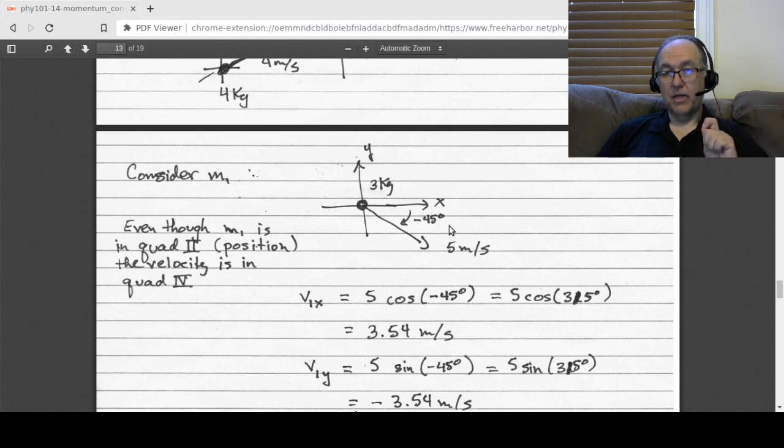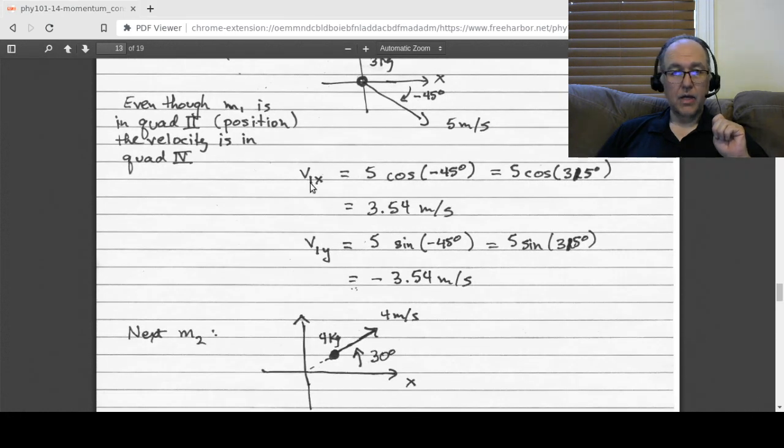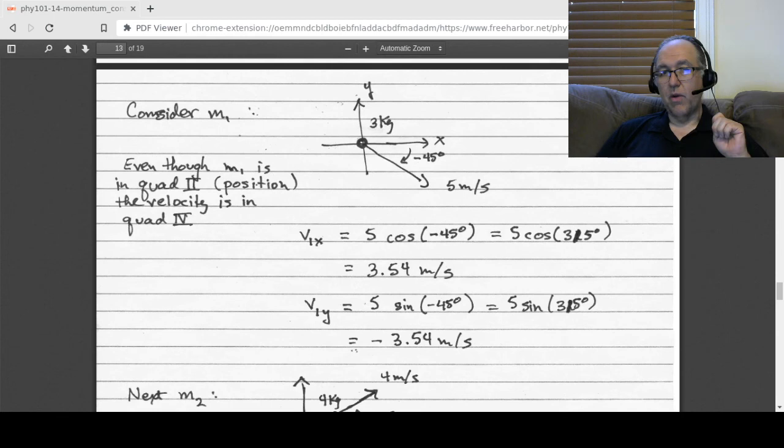Now we can use the formulas for getting the x and y component. The x component is v1x = 5 cosine negative 45, which is the same as 5 cosine 315. Another way, if you don't like negative angles, is you could start here and go all the way around until you get to there. If we're at the positive x-axis, by the time we get to the positive y-axis, that's 90 degrees, then 180, then 270, then 270 plus another 45 gets you to 315.